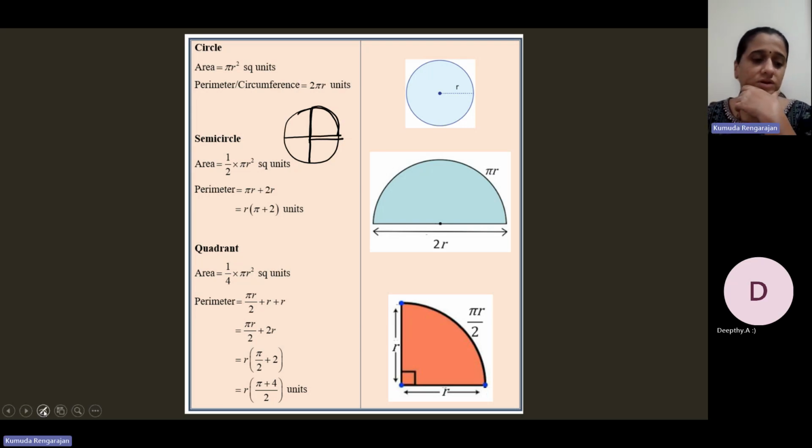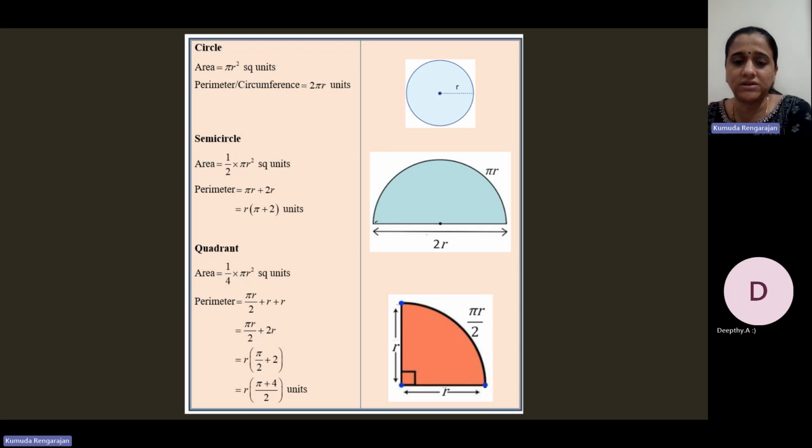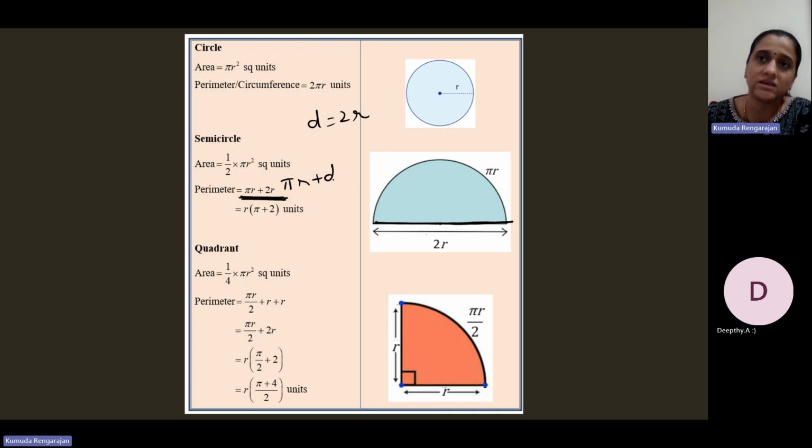Diameter is what? This is the diameter, right? Diameter is 2 times the radius. Diameter of a circle is 2 times the radius. D is equal to 2 times r. So you can have this formula as pi r plus d or pi r plus 2r. Both are the same because d is equal to 2r.